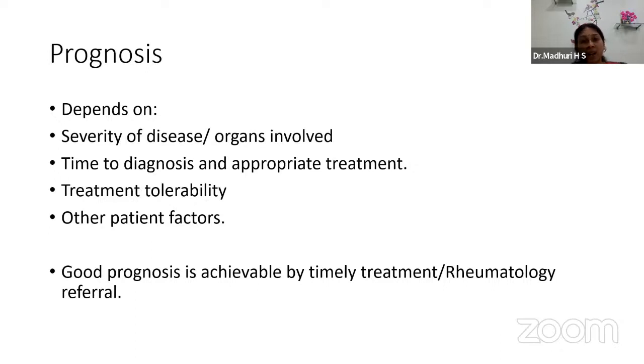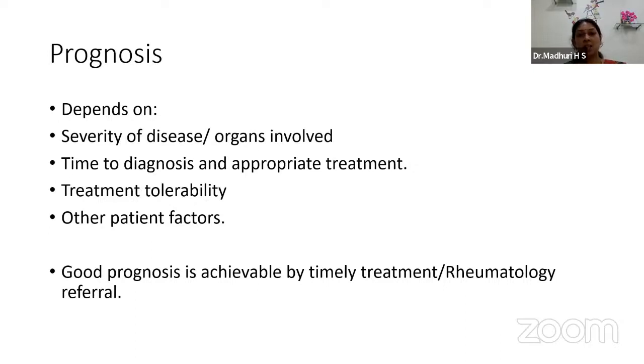And there are other patient factors also. If the patient is in the reproductive age group, some treatment cannot be given. If they are having comorbidities like diabetes, then some treatment may not be given, or they may not tolerate it well. For example, the nephrotoxic drugs are not well tolerated by diabetic patients.